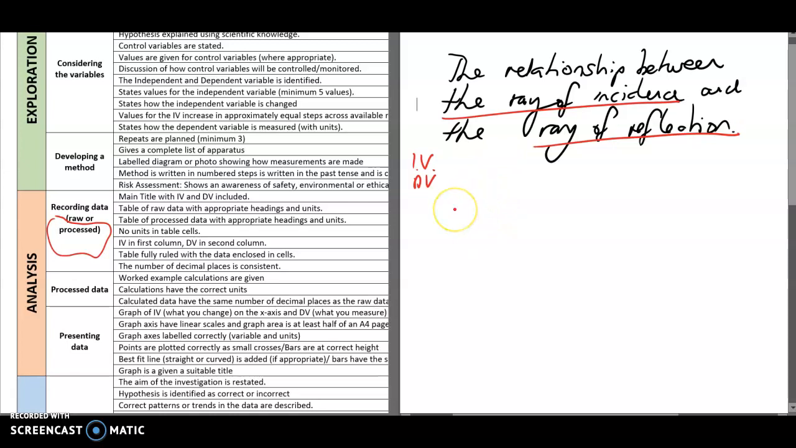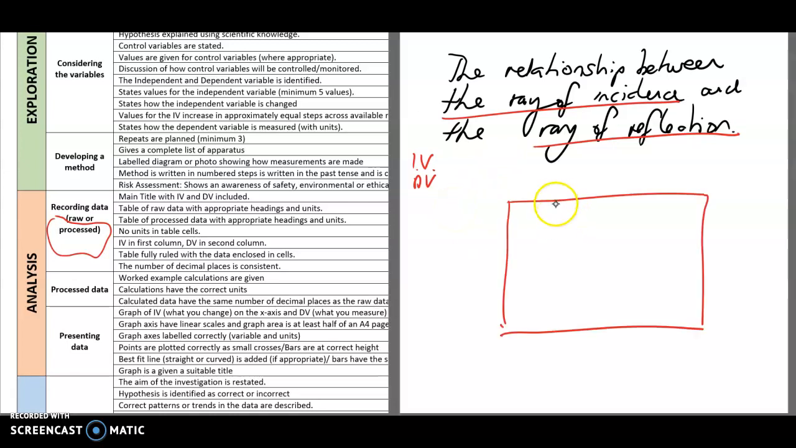So I'm going to draw my table of results. I'm going to make sure that most of the time in science the independent variable is in this column, the dependent variable in this column here. So the independent variable was the ray of incidence, that is theta I. Dependent variable, theta R.